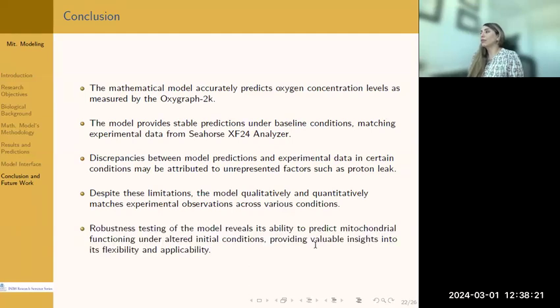Robustness testing of the model highlights its capability to predict mitochondrial functioning under varying initial conditions, underscoring its flexibility and utility in exploring different experimental scenarios. So overall, these findings underscore the effectiveness of the mathematical model in simulating mitochondrial respiration dynamics and its potential to contribute valuable insights to the field of bioenergetic research.